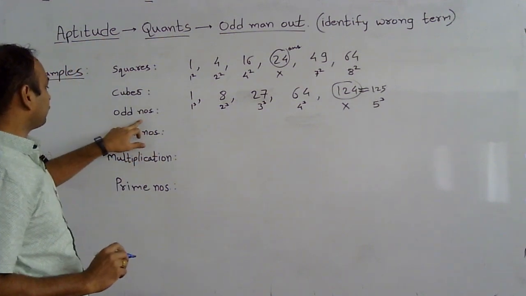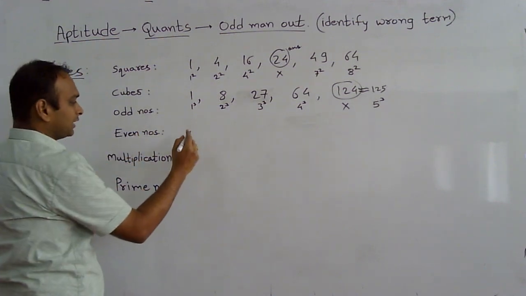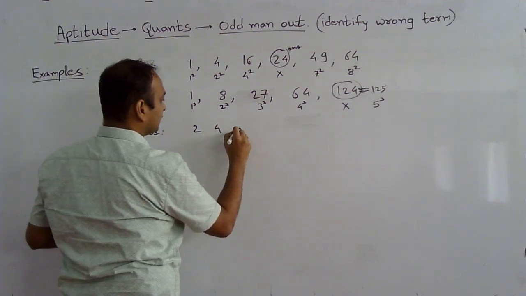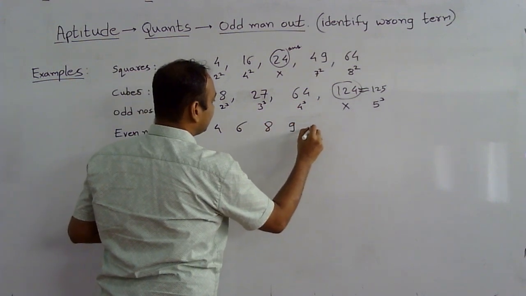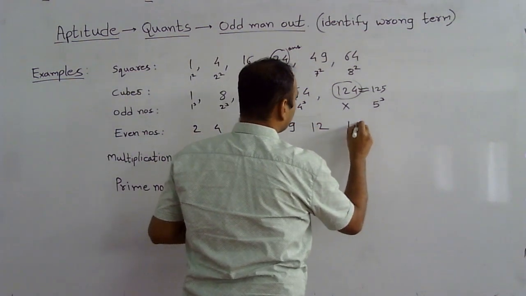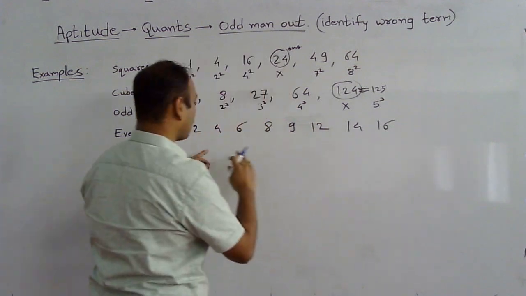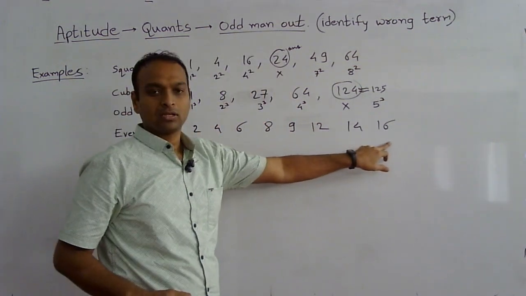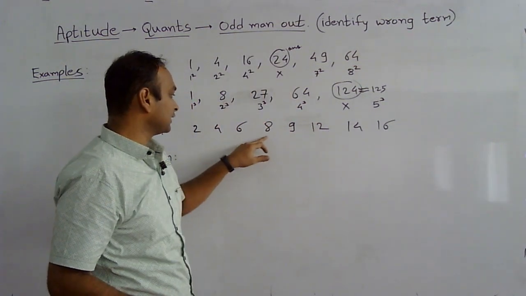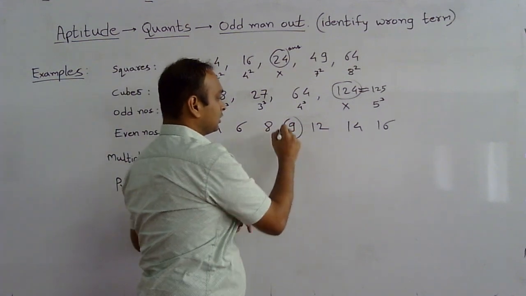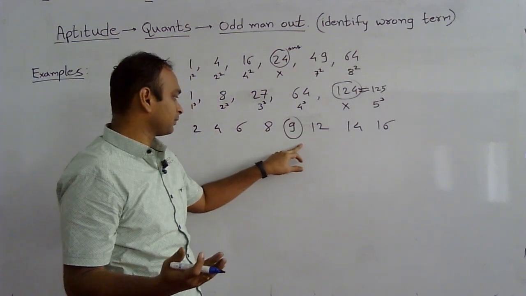In case of odd and even numbers, it's very easy. 2, 4, 6, 8, let's say 9, then 12, 14, 16, and so on. All these terms are even numbers, 2, 4, 6, 8, except 9. So 9 could be the answer.